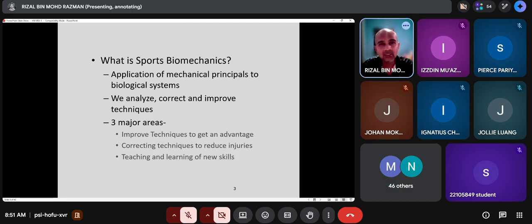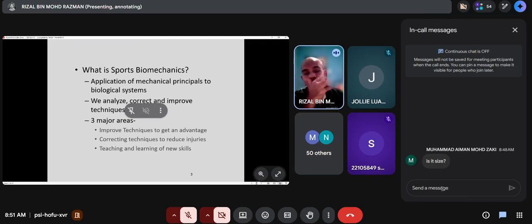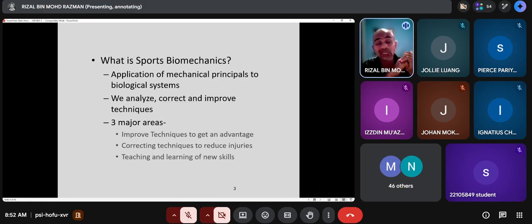So from that, can you see the three different groups of people who might use biomechanics? Who will use biomechanics to improve techniques? If you look at number one, improving techniques to get advantage, probably a coach or the athlete themselves will want to learn about biomechanics to improve techniques so that they can win. Very simple objective, very simple drive.